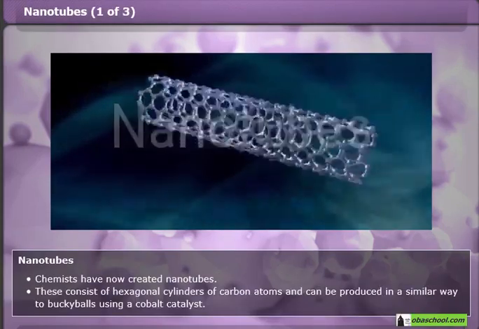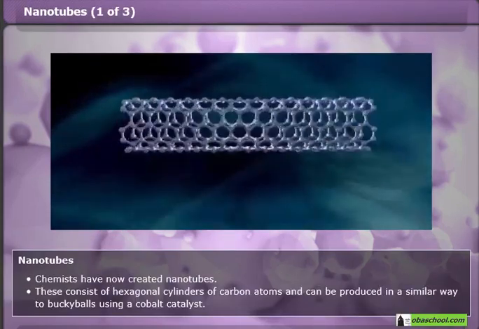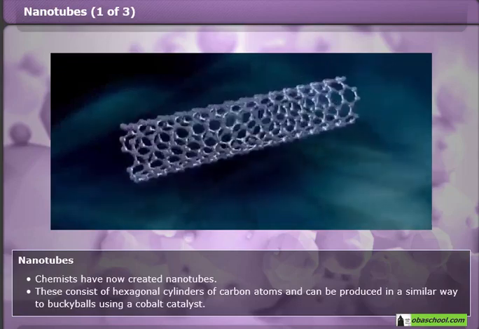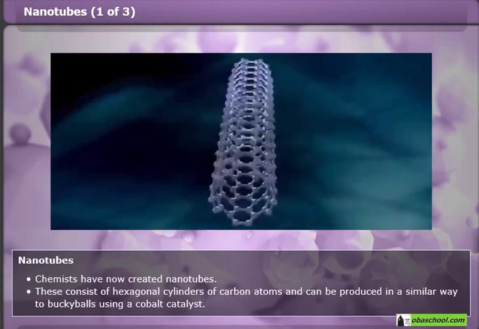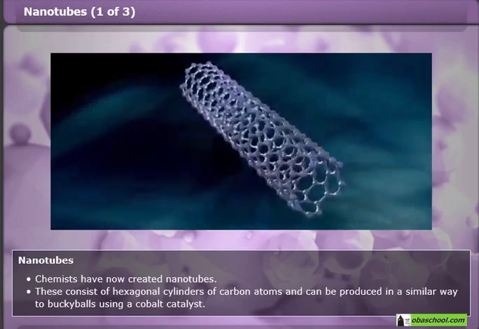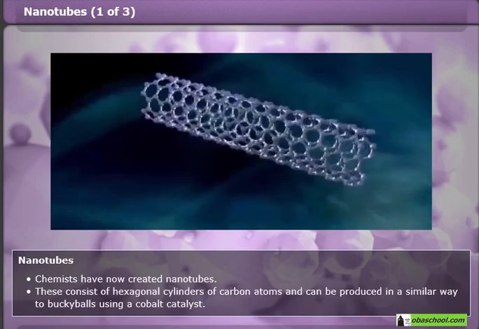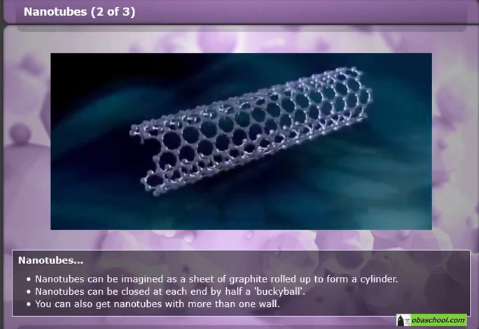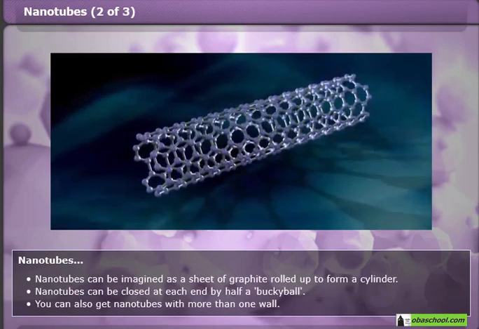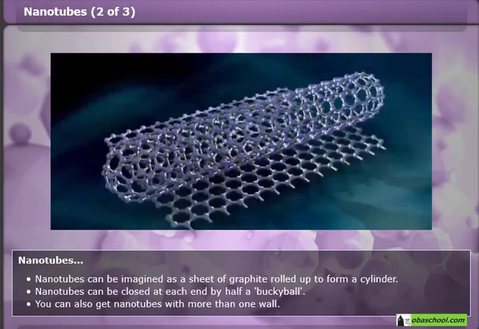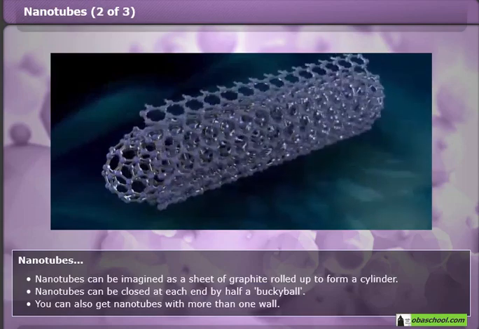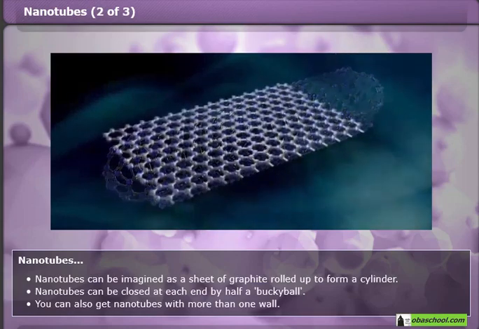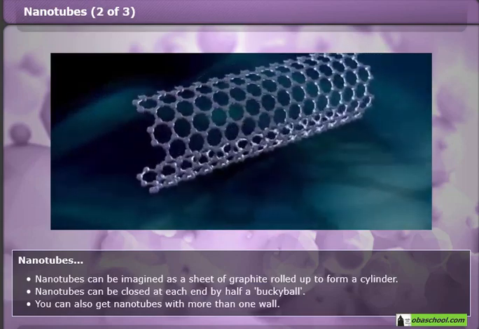Nanotubes. Chemists have now created nanotubes. These consist of hexagonal cylinders of carbon atoms and can be produced in a similar way to buckyballs using a cobalt catalyst. Nanotubes can be imagined as a sheet of graphite rolled up to form a cylinder. Nanotubes can be closed at each end by half a buckyball. You can also get nanotubes with more than one wall.